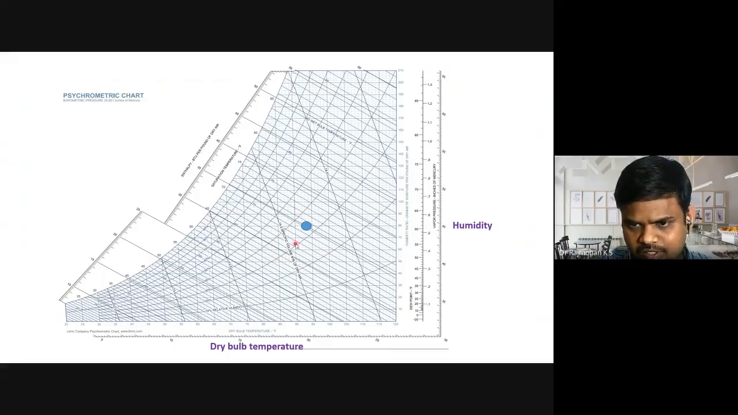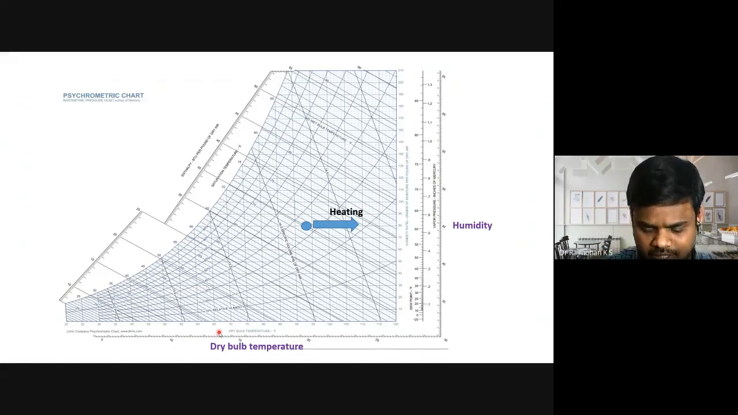So we have specific volume here, and apart from that, some of the charts will have vapor pressure also given. So correspondingly we can get the value of vapor pressure also from the psychrometric chart. And from any point we have a temperature here. For example, at this point the dry bulb temperature is around 93 or 94, and if we are heating it from 95 to 110 degrees Celsius, the process is heating.